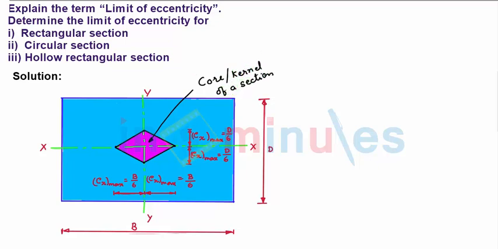A little consideration will show that the maximum extent of this core or kernel of a section along the YY axis is D by 3, whereas the maximum extent of this core of section along the centroidal XX axis is B by 3. This is nothing but the addition of these two EX max along both the directions of the centroidal XX and YY axis. So this is also referred to as the middle 1/3 rule for a rectangular section.